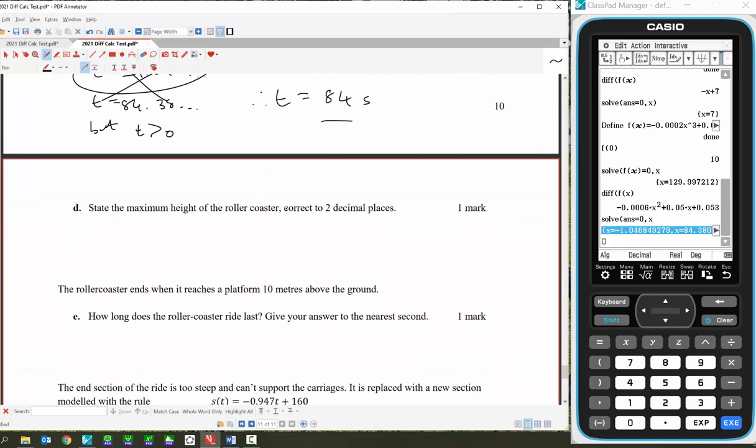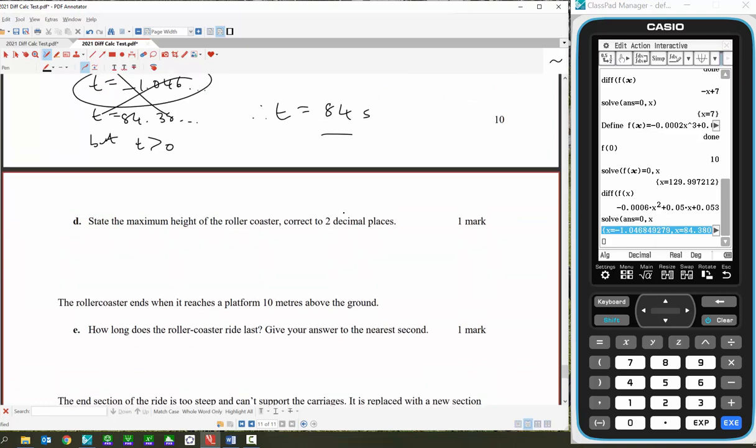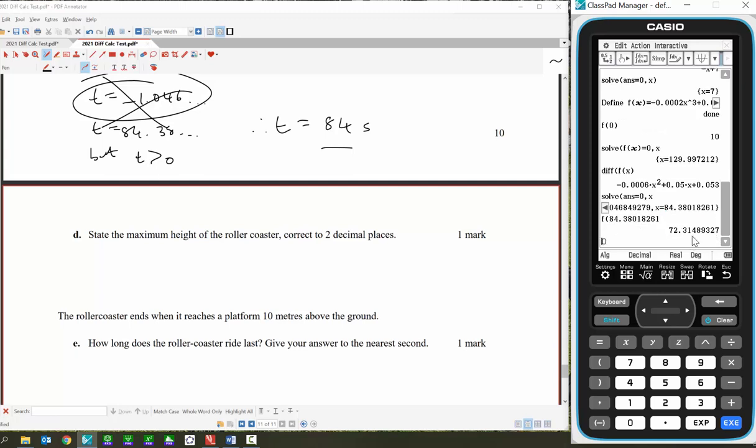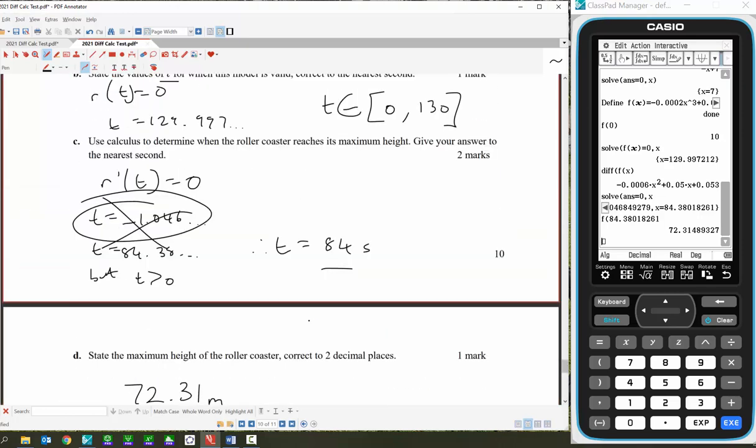State the maximum height of the roller coaster correct to 2 decimal places. So I know that the maximum occurs at this value here. So all I'll do is pop it in. Make sure you grab all of it. So 72.31 meters. The roller coaster ends when it reaches a platform 10 meters above the ground.